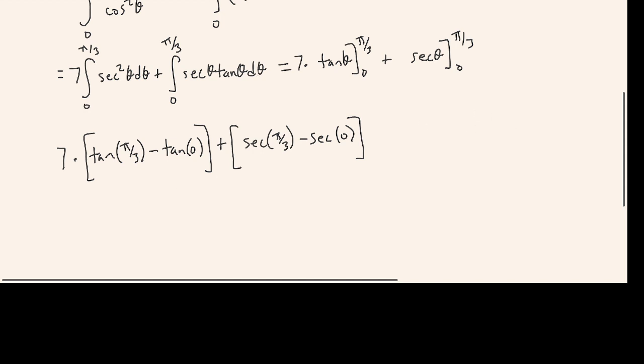Now this is equal to 7 times, tangent of pi thirds is root 3, tangent of 0 is 0, secant of pi thirds is 2, and secant of 0 is 1. So our final solution will be 7 root 3 plus 1.